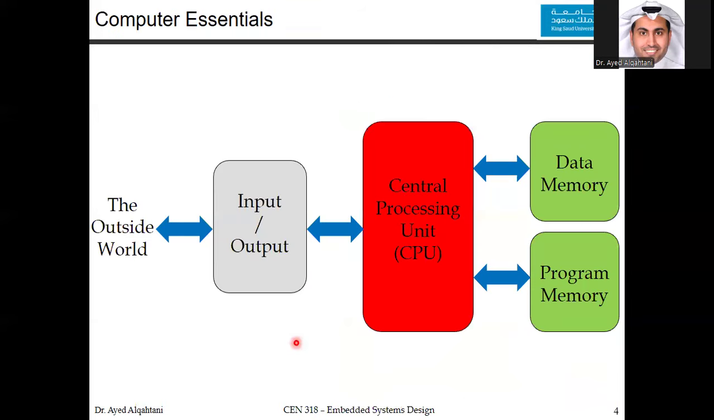As a computer essential, we know that the core of any computer is the central processing unit, or the CPU. That is the center of the computer, and it interchanges data from data memory, where you store variables, and the program memory, where you store your code. And you interact with the outside world with input and output devices. As an example, for input you have a keyboard, and for output you have the screen.